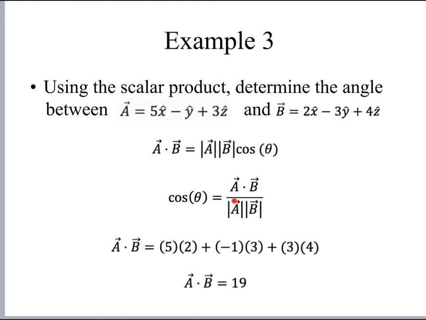And keep in mind, the magnitude of A and the magnitude of B, those are just scalars. They're numbers. They're the lengths of the vectors. So they're just regular numbers too.